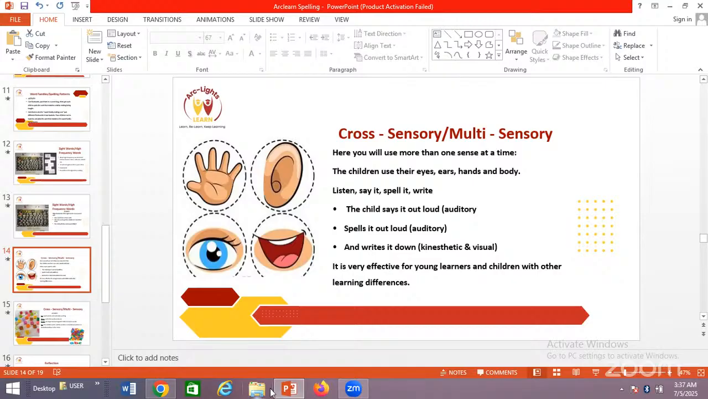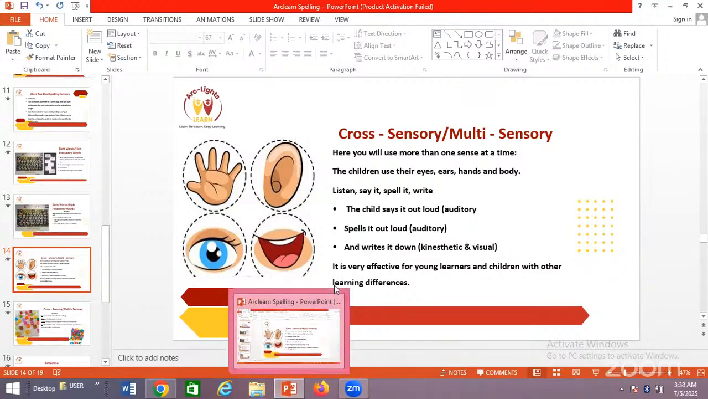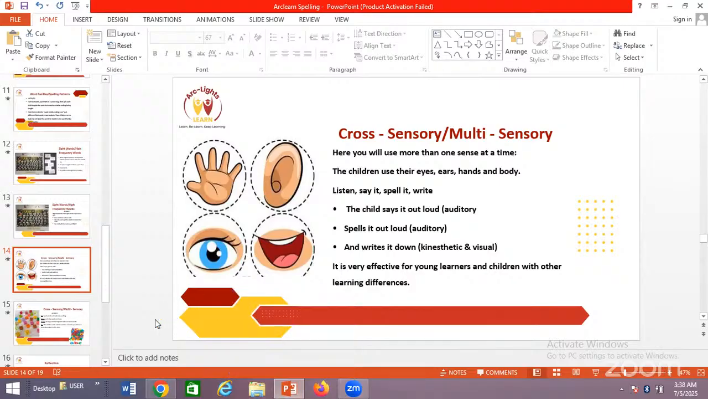That is kinesthetic. You can tell them, as I pronounce A, you dance to the side. B, you jump up. C, you go to the side, depending on the activity you want to do. Now, this cross sensory approach is very effective for young learners and children with other learning differences. Children that have dysgraphia, dyslexia, or any other learning disability you know about. Not mental disability now, learning disability.